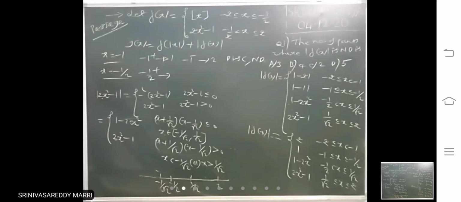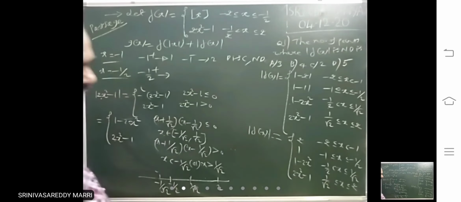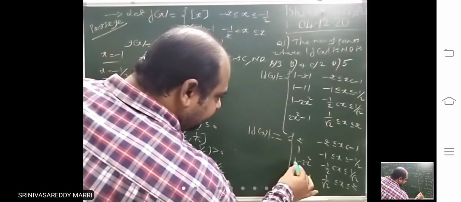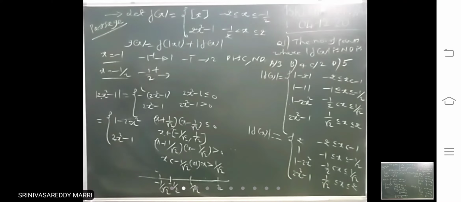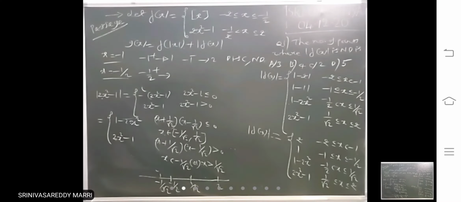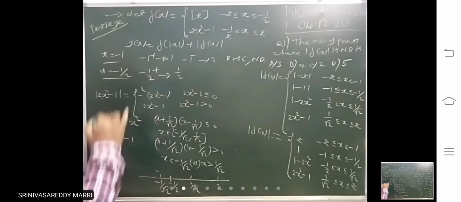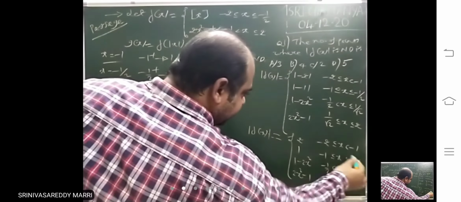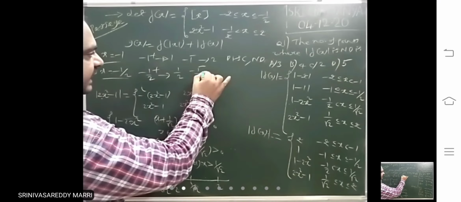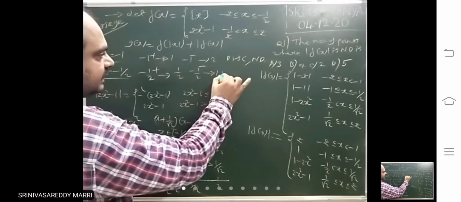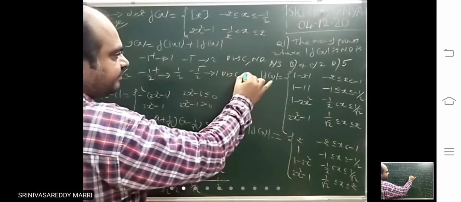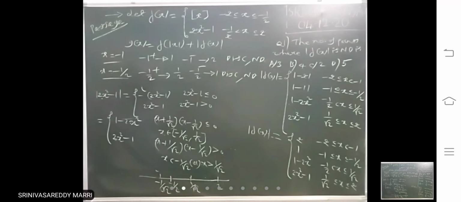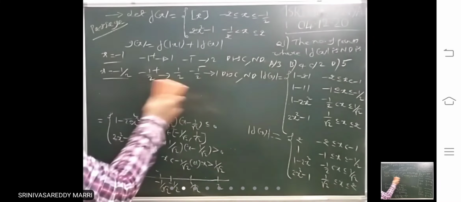Minus 1 by 2 plus right limit. Minus 1 by 2 plus means here. Here what you will get? 1 minus 2 into 1 by 4. 1 minus 1 by 2. That means 1 by 2 here. Minus 1 by 2 minus means what? Left limit is 1. That means discontinuous. That means not differentiable.